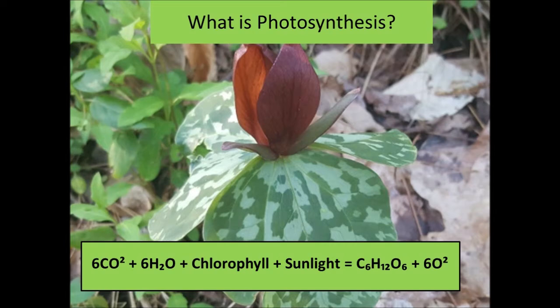If you look at the equation below, you can see carbon dioxide and water are inputted in the presence of chlorophyll and sunlight, and you get C6H12O6, which is a glucose molecule, the simplest sugar from which other carbohydrates or sugars are produced, and of course oxygen is produced as a byproduct.